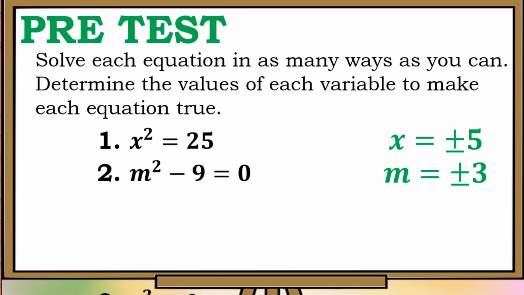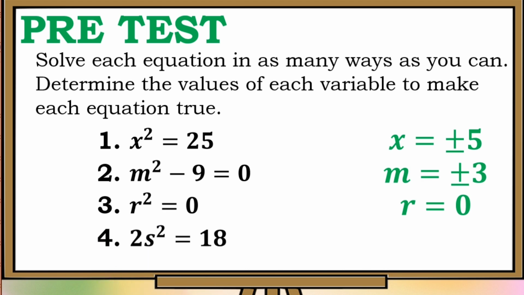Number 3, r squared equals 0. So take the square root of both sides, r equals 0. Take note that there's no positive or negative 0. Number 4, 2s squared equals 18. So divide both sides by 2, then take the square root of both sides, s is equal to positive or negative 3. So let's answer these questions.